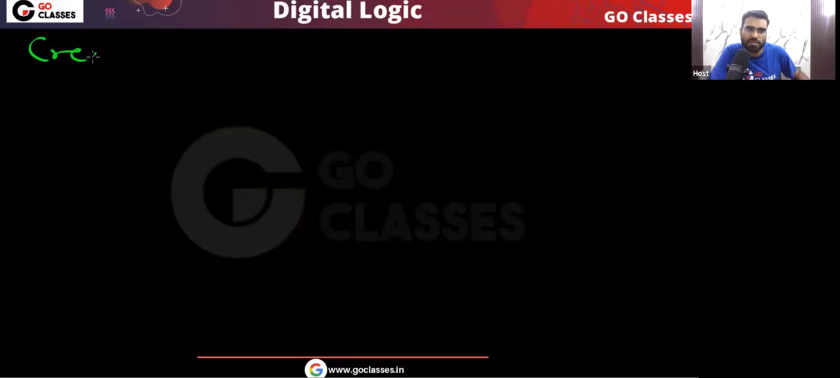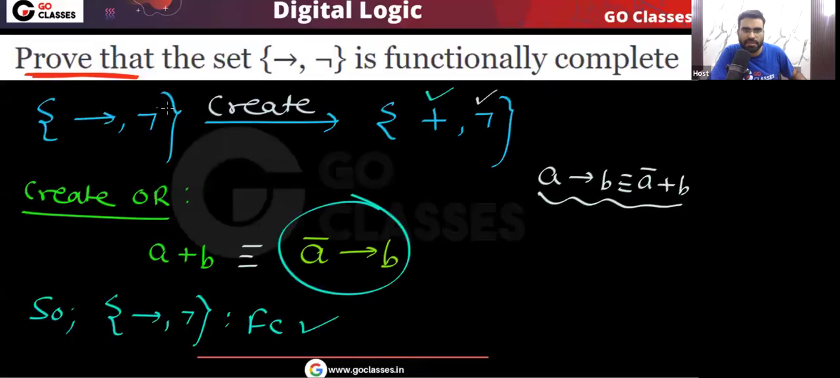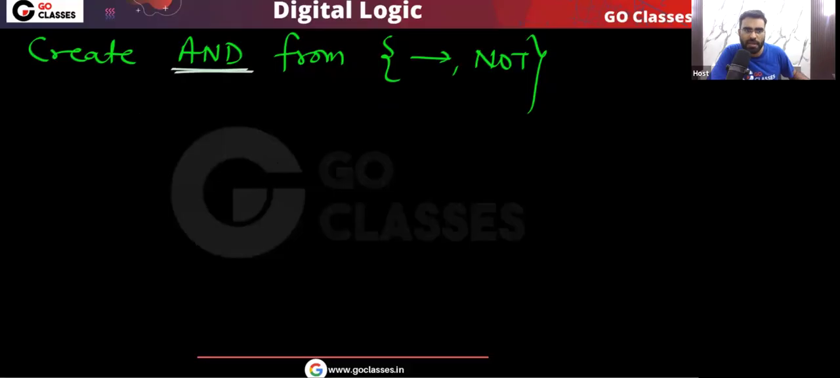Okay, now this is my question. Can you create AND from implication comma negation? Because we have already seen this is functionally complete. If this is functionally complete, then you must be able to create AND. Can you create AND with the help of only these two? I want to create AND with the help of only these two operations. You cannot use any other operation.